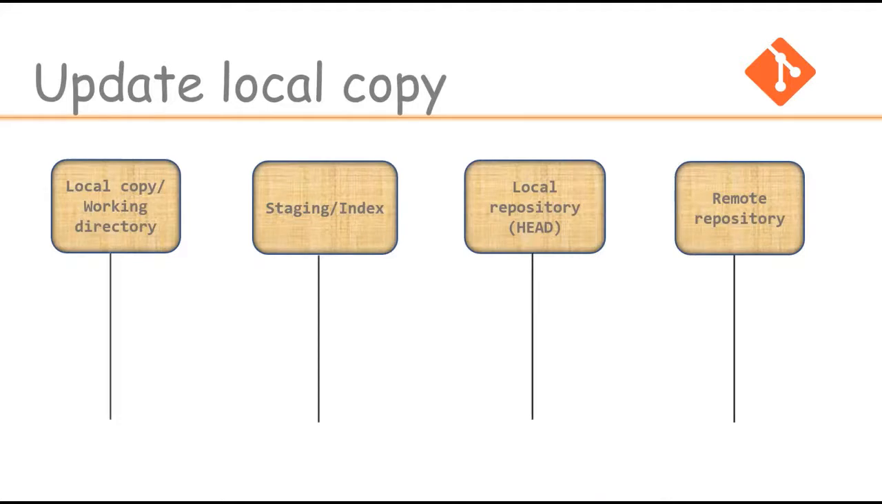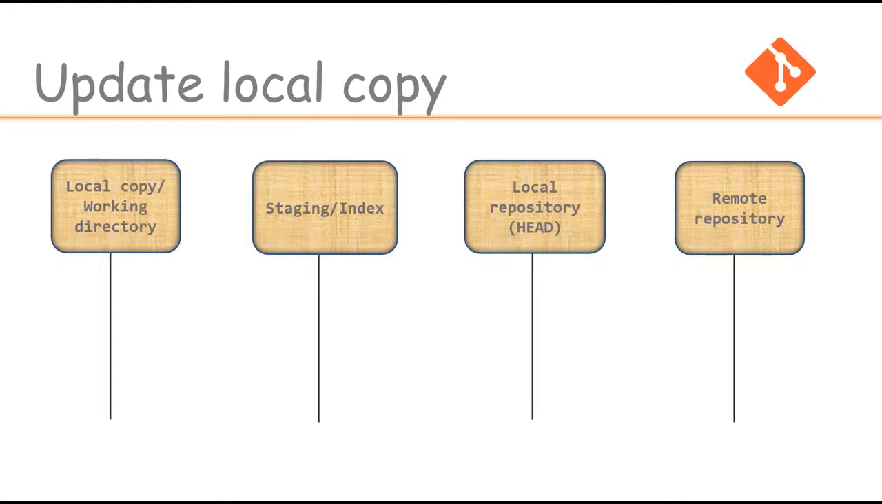Update local changes. Sometimes it may happen that you and your teammates are working on one feature, and your teammate has made some changes to the branch and pushed the changes to the remote repository. And now you have made some changes in the local directory, and you want the changes which are made by your teammate in your local copy. So in this case, you have to use git pull, or git fetch followed by git merge.